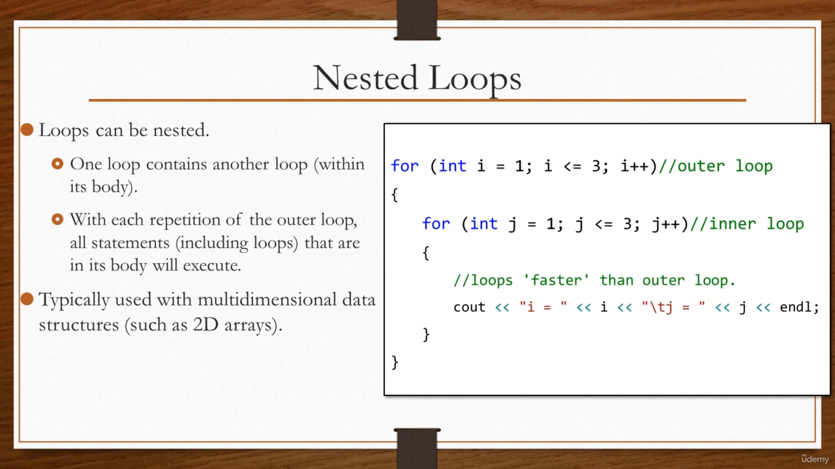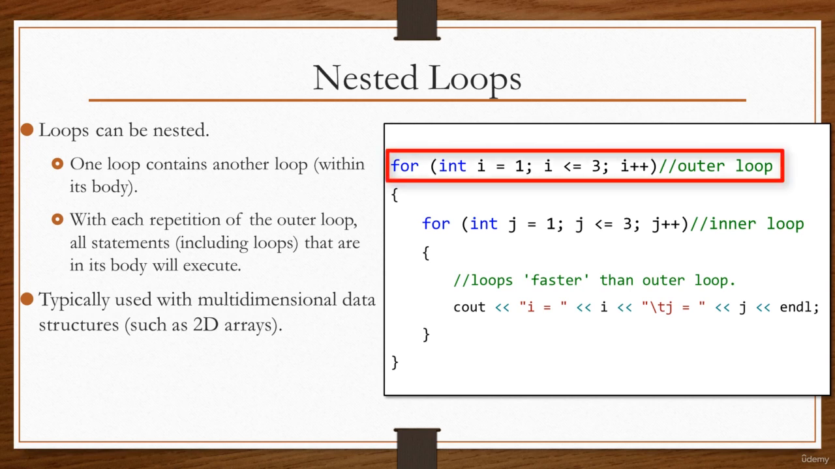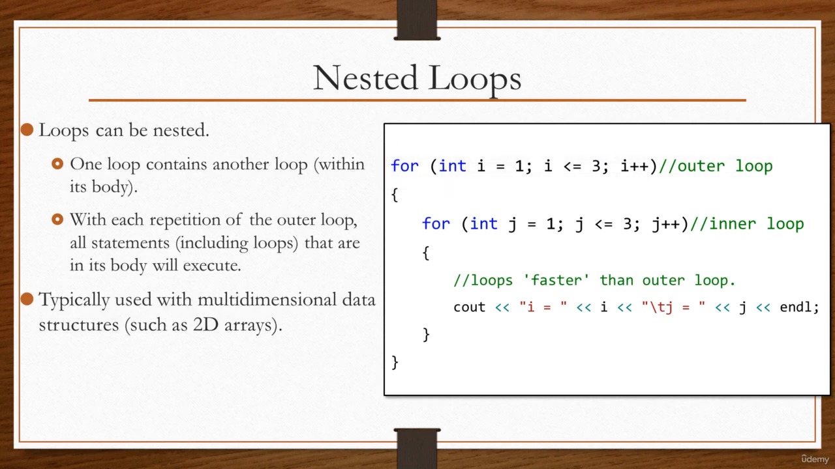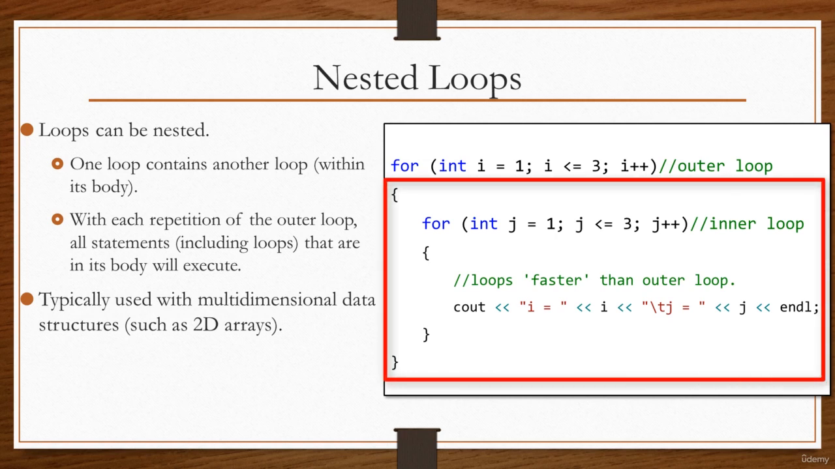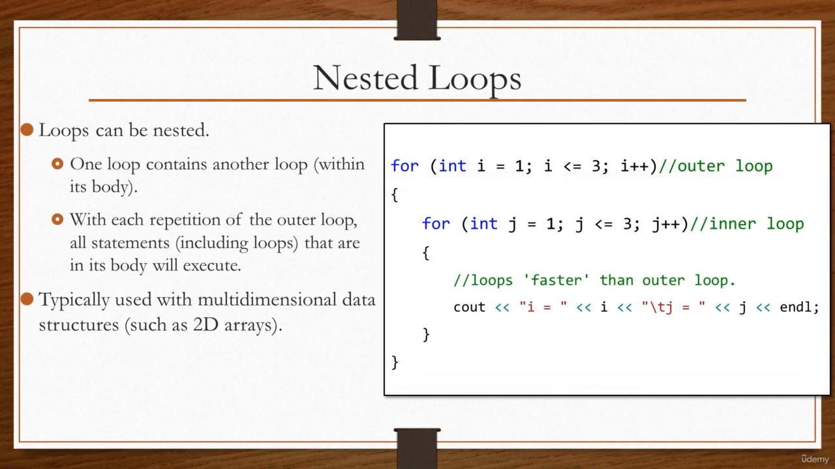It's important to remember that with each repetition of the outer loop, you can see here where the comments are, that top for loop there is the outer loop. And then within its body, we have another for loop. The body is the code block or compound statement that contains all of the statements that will execute with each repetition or iteration of that for loop. This can include other statements, so you can add switch statements, loops or while loops, other nested loops inside of here as well, and so on.